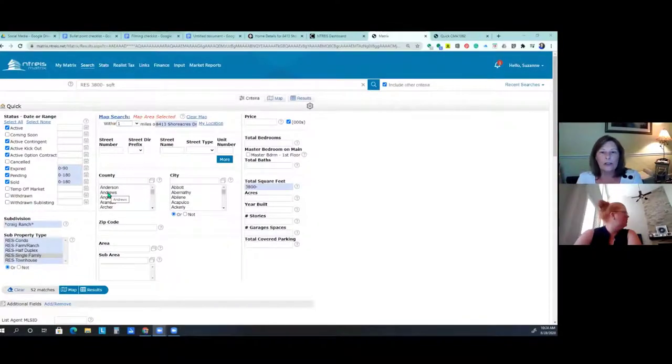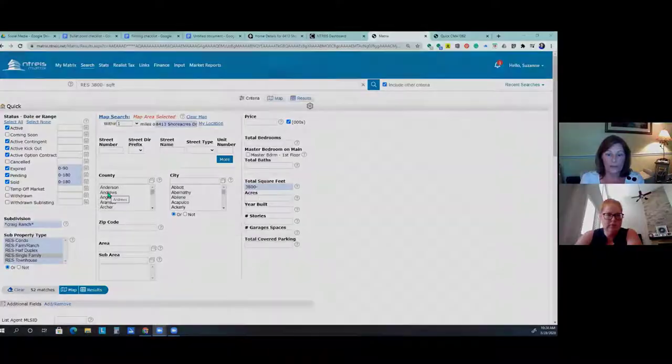So basically, when I look at this through MLS, this is called Matrix system. Realtors, this is the go-to, this is the lazy man's way of doing it, but I think that you have to have a combination of both, okay?